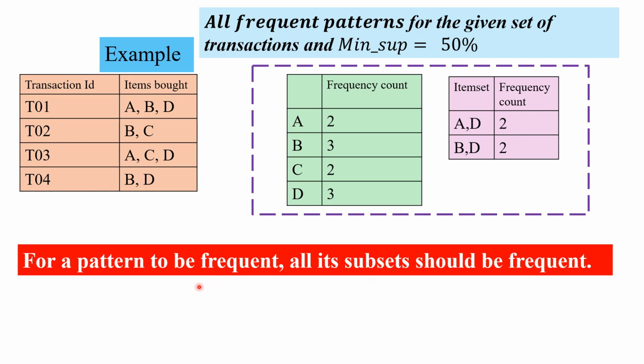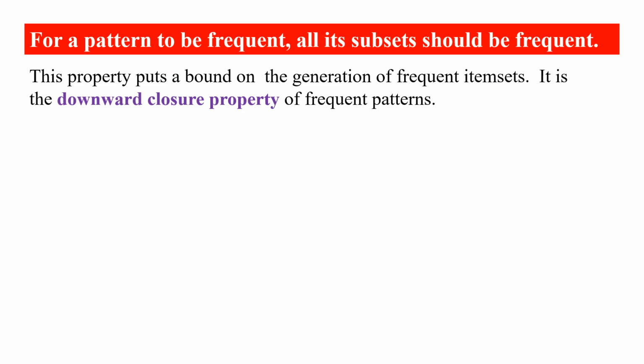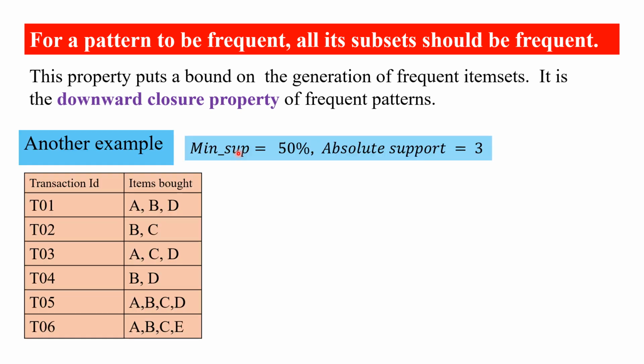And we make this statement: for a pattern to be frequent, all its subsets should be frequent. And this property, also known as the downward closure property of frequent patterns, puts a bound on the generation of frequent item sets. Very true. We did not generate those item sets whose subsets were not frequent. We quickly present another example to reinforce what we have just gone through.